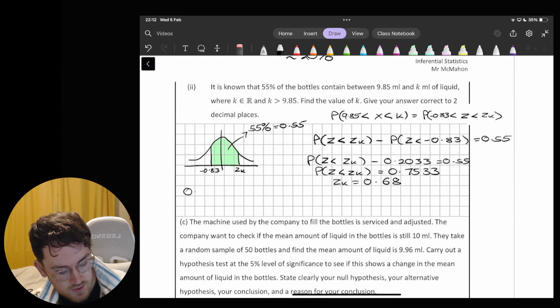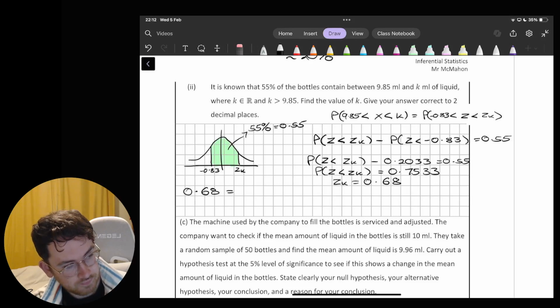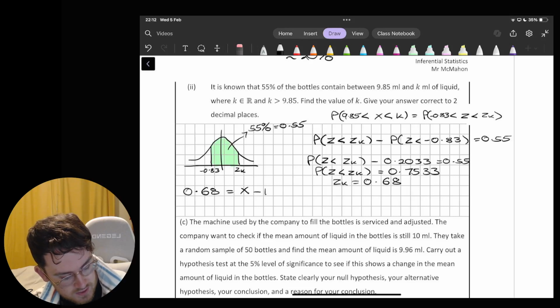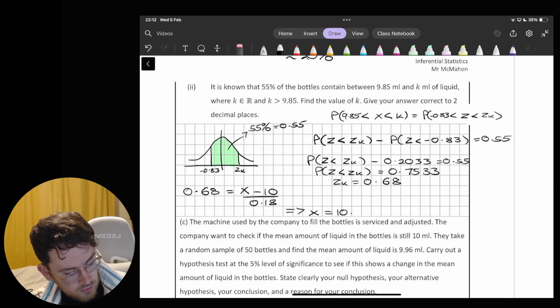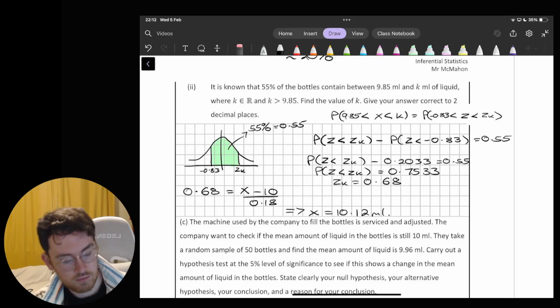Then using my z score, 0.68 is equal to x minus 10 over 0.18, which means that x is equal to 10.12 milliliters.